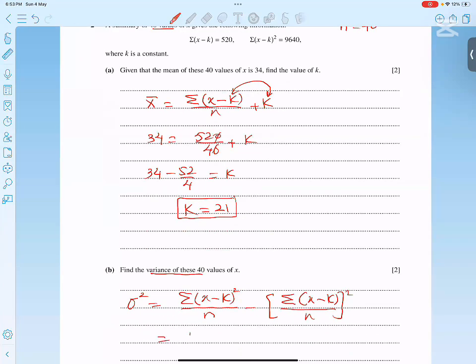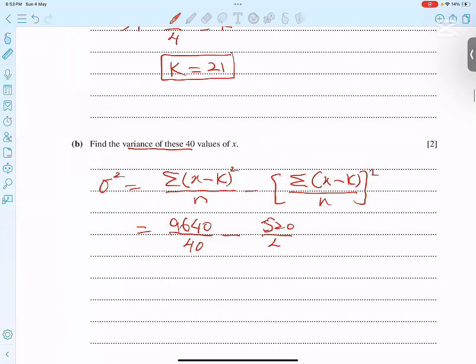9640, divided by n, whose value is 40, and this value again I can get from there, 520, over 40, and power 2 on top. So let me type it: 9640 divided by 40 minus 520 divided by 40, and power 2. If we check it in our calculator, we get the sigma squared value as 72.